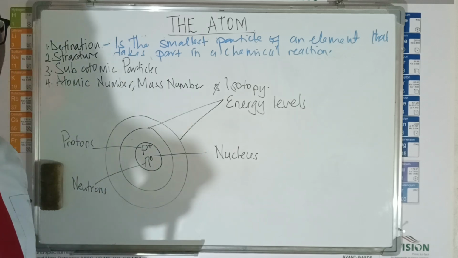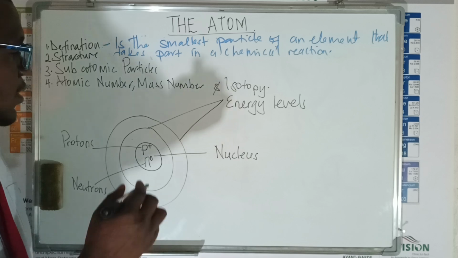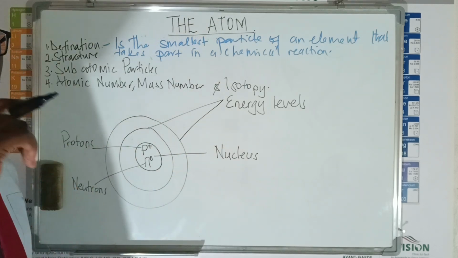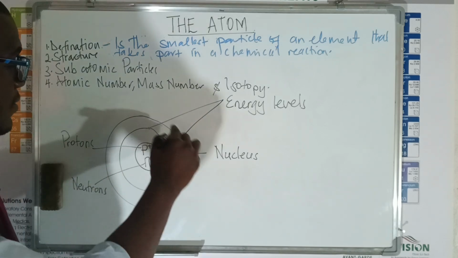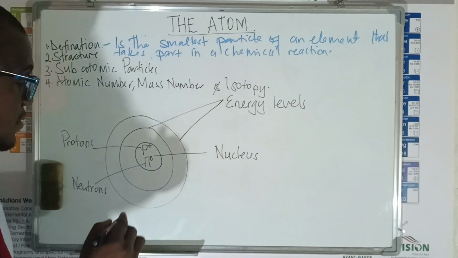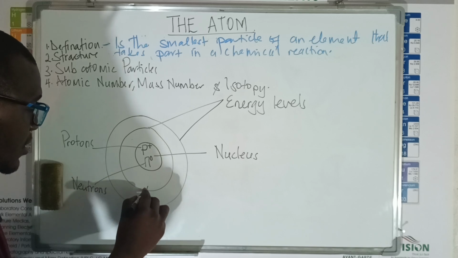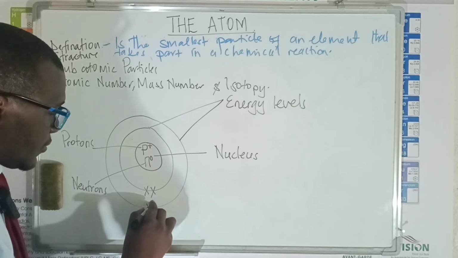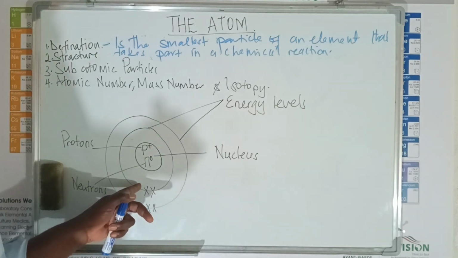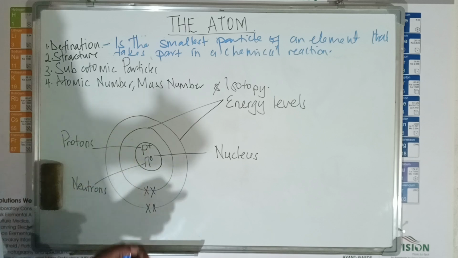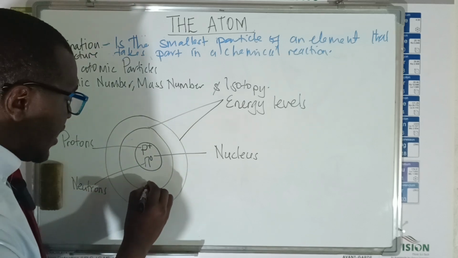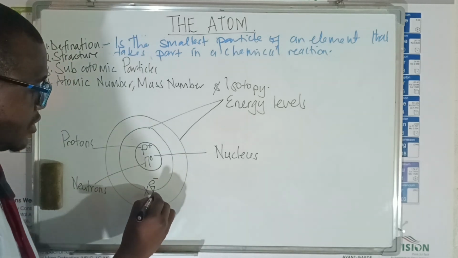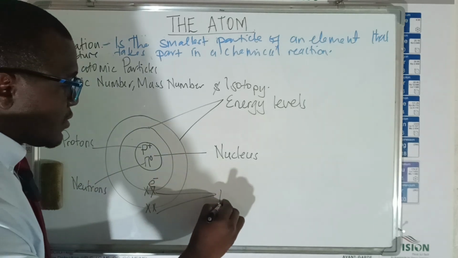Neutrons in the nucleus. Now, in the energy levels, we also have particles that are found around the energy levels. So these particles, we can demonstrate them using those X's. Now, the particles that are found around the energy levels are referred to as electrons, and they are denoted by E, like that. So these ones are electrons.